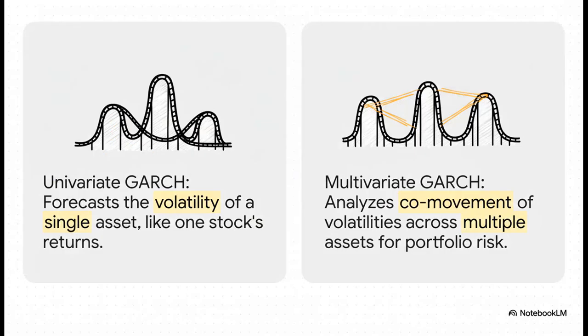And just like our other models, we can look at this in two ways. Univariate GARCH, that's for forecasting the roller coaster ride of a single stock. But multivariate GARCH, that's where it gets really powerful. It helps us analyze how the roller coasters of many different assets are connected. And if you're a portfolio manager, knowing if all your assets are going to get shaky at the exact same time, that is absolutely critical information.